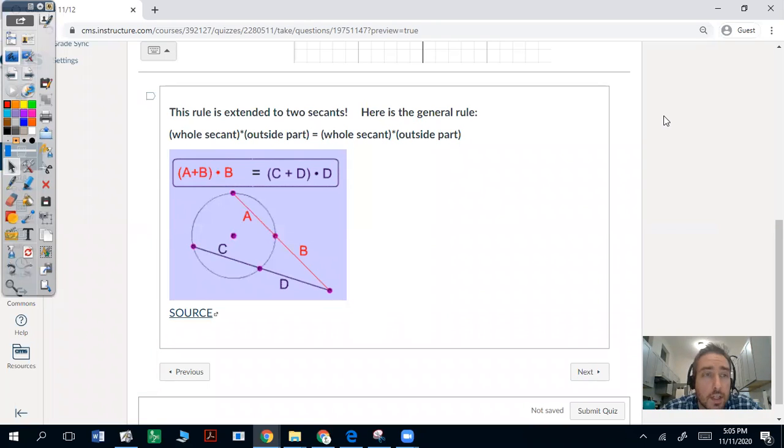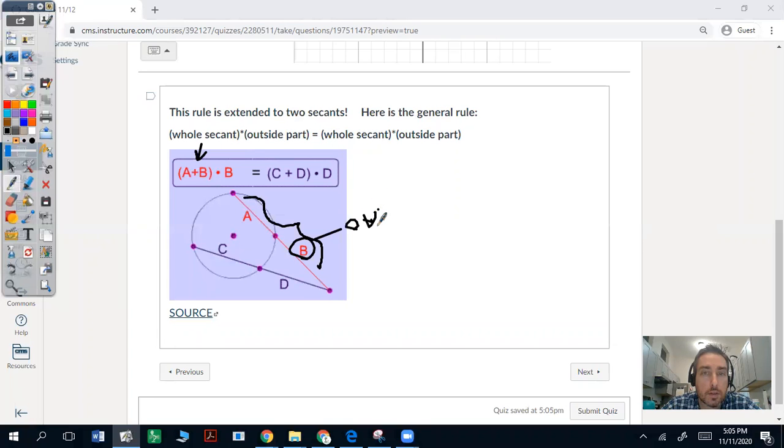Okay, an extension of the last formula is dealing with two secants. So these two segments, none of them just hit the circle at the edge, they both go inside of them. It's a little bit different, but there's no tangent, so we can't do tangent squared, but we do the whole secant. So in this case, it's going to be the sum of those two, a plus b. That's your whole. And then you multiply it by just the outside part.